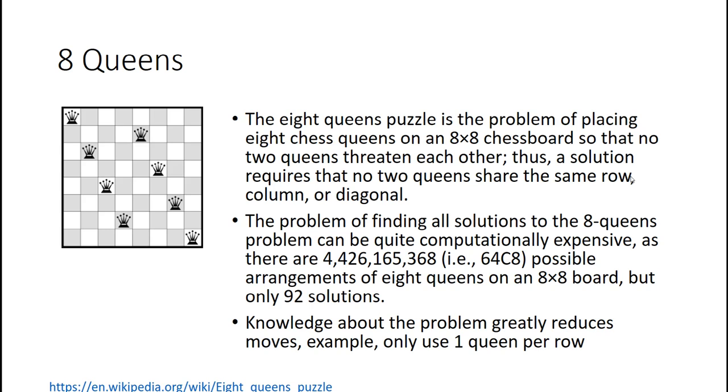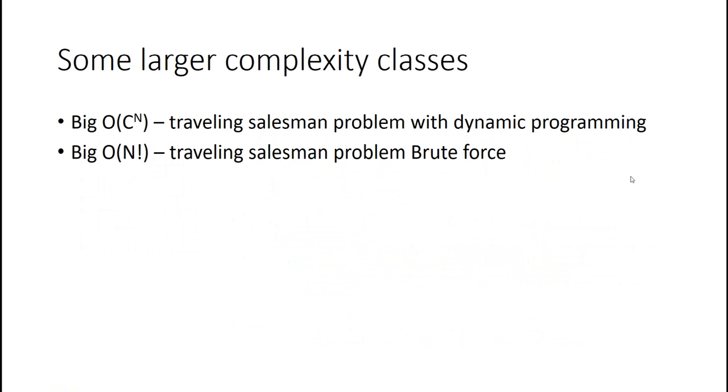Knowledge about the problem greatly reduces the number of moves you have to consider. So for example, you can start by saying, well, we're only going to use one queen per row, and then just slide queens around in their row. That will not eliminate any good solutions, but it eliminates a lot of failed attempted solutions. And so that's a heuristic, a rule of thumb, based on the knowledge of the problem that makes it much easier, although still not trivial.